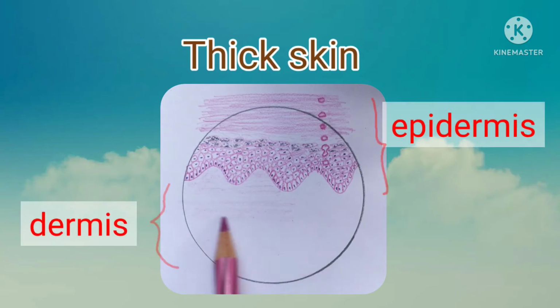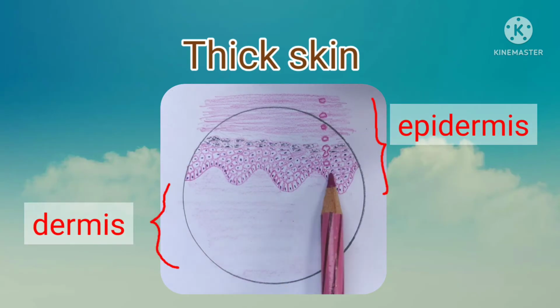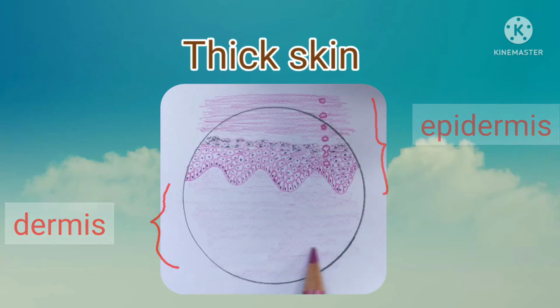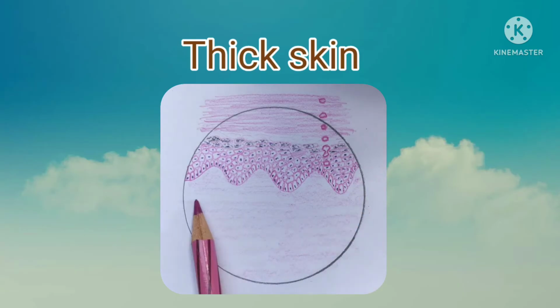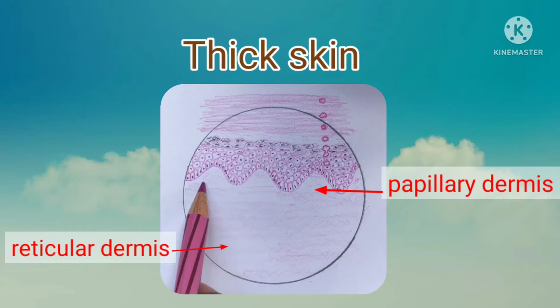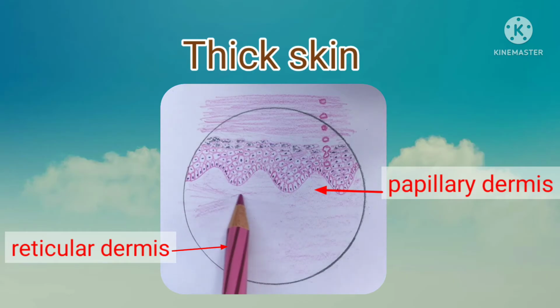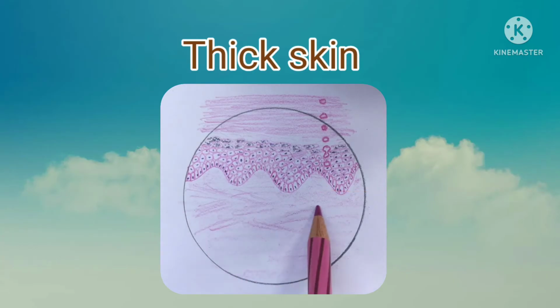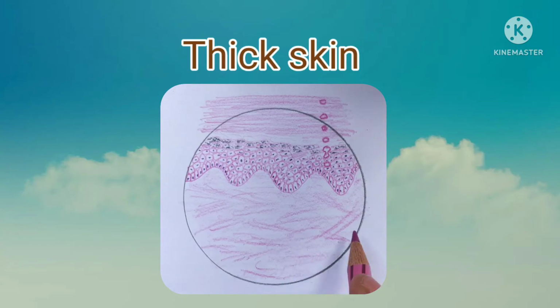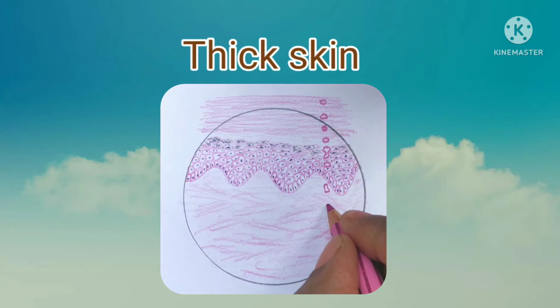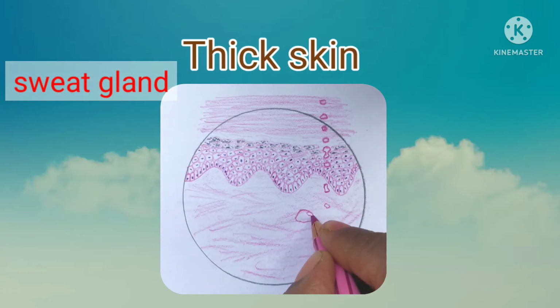Coming to the dermis, it is vascular and is derived from the mesoderm. It is divided into papillary dermis, which forms an extension into the epidermis, and reticular dermis, which is the lower part, where the collagen fibers form a network-like reticular formation. Here it is an irregularly arranged connective tissue.